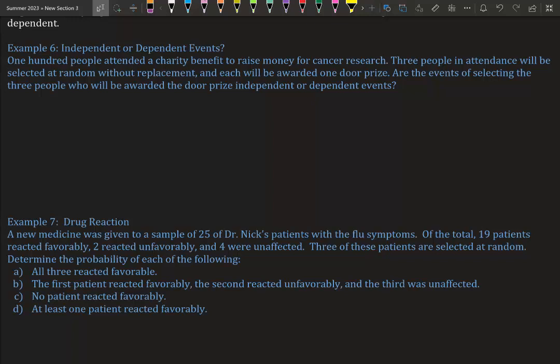100 people attend a charity benefit to raise money for cancer research. 3 people in attendance will be selected at random without replacement, and each will be awarded one door prize. Are the events of selecting 3 people who will be awarded the door prize independent or dependent? So you probably already saw the key phrase that you're looking for, without replacement. So that should automatically ding ding ding in your head. That is dependent.